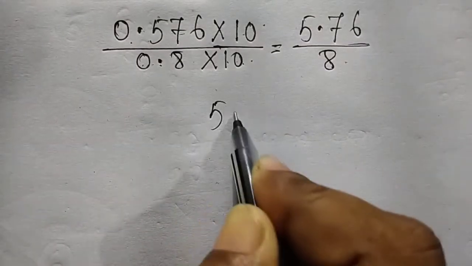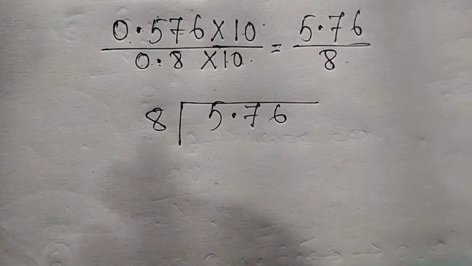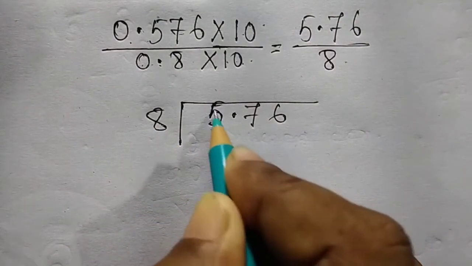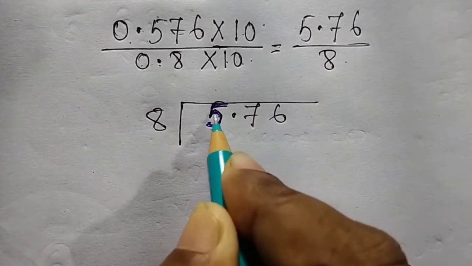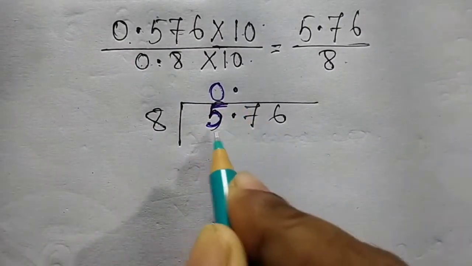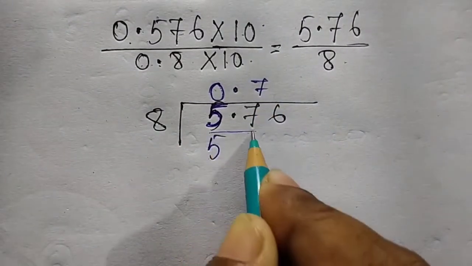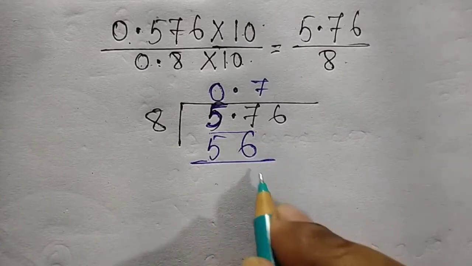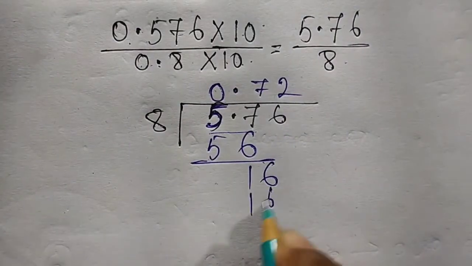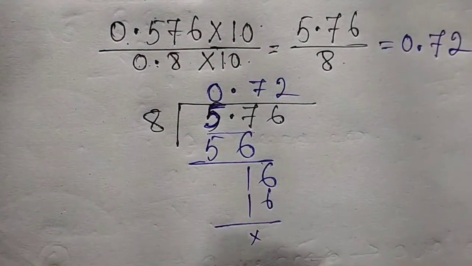Just write here 5.76 and here 8, and you know the division of a decimal number by a whole number. Here is 8 and you have to check the first digit. Here 5 is less than 8, so we use 0 and put the point in the quotient line. So you have to take 2 digits. 8 sevens are 56. Write here 56. Now subtract and we get 0. So bring down this 6 here. 8 twos are 16. So our answer is 0.72.